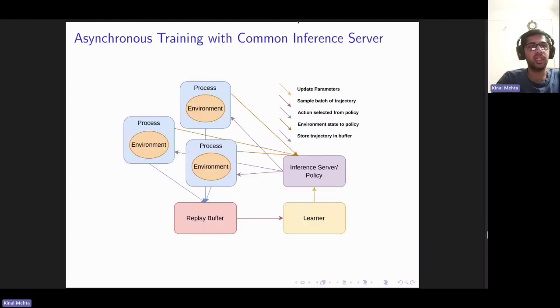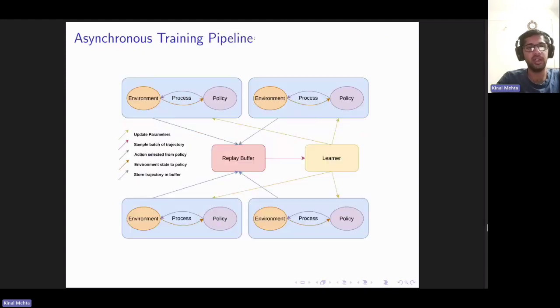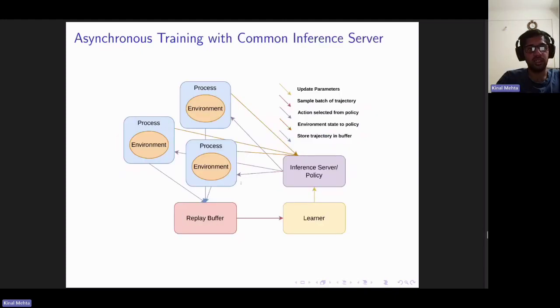And then there is asynchronous training with the common instance server. As I mentioned here, this entire experience collection process is happening on CPU, and as we are using neural networks, it might be really slow and a bottleneck overall. So there's another architecture proposed in one of the DeepMind papers itself. I don't think there's any open source implementation available for this. We are the only ones who did this and open sourced it totally.